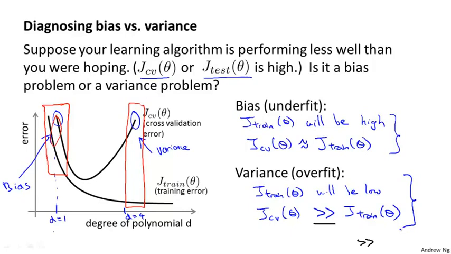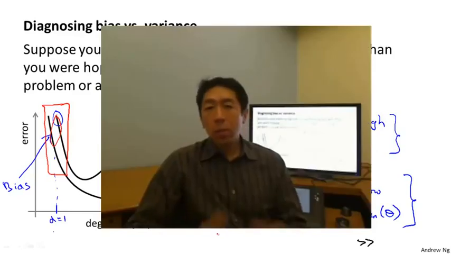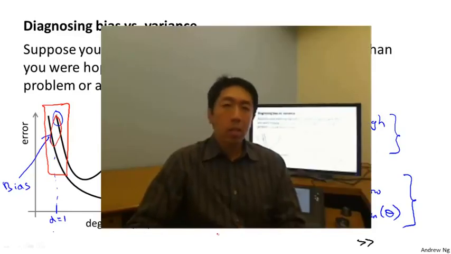And the key that distinguishes these two cases is if you have a high bias problem, your training set error will also be high. Your hypothesis is just not fitting the training set well. And if you have a high variance problem, your training set error will usually be low, that is, much lower than your cross-validation error. So hopefully that gives you a somewhat better understanding of the two problems of bias and variance.